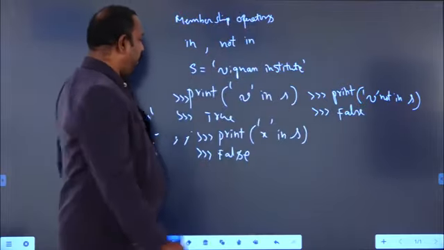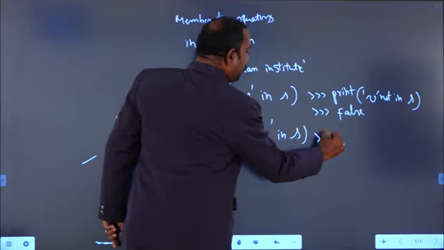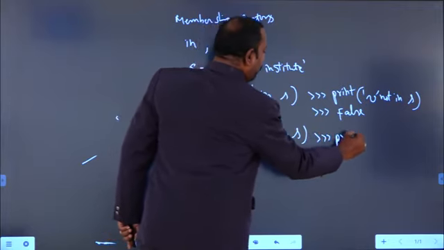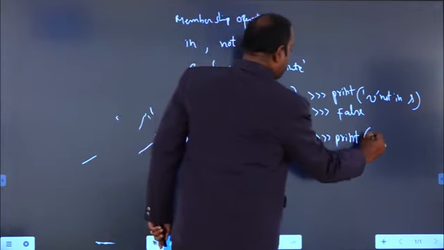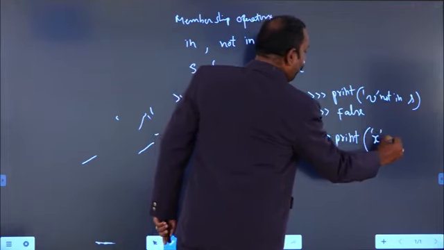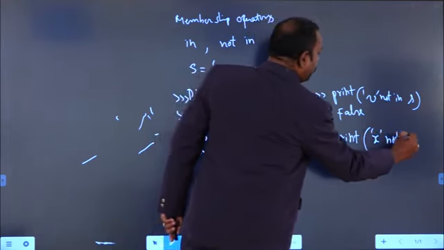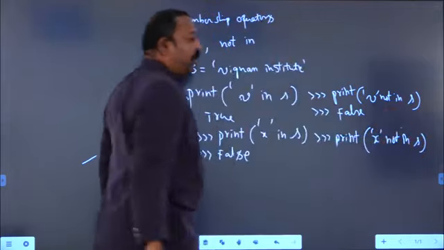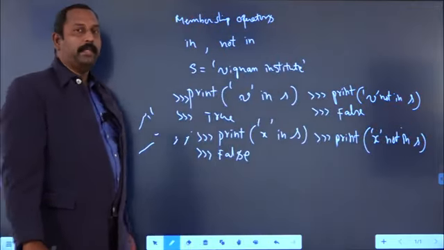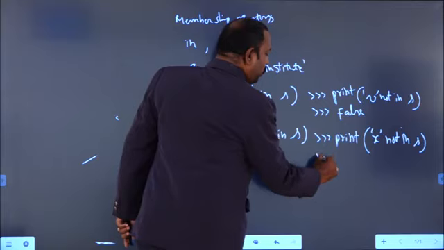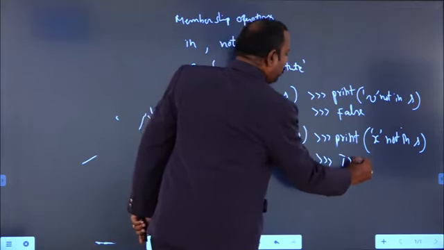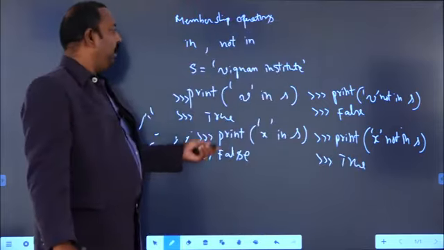Suppose I write print X not in S, just the opposite of in. X is not available in S, that's why you'll get the output true. Just the opposite of in is not in.